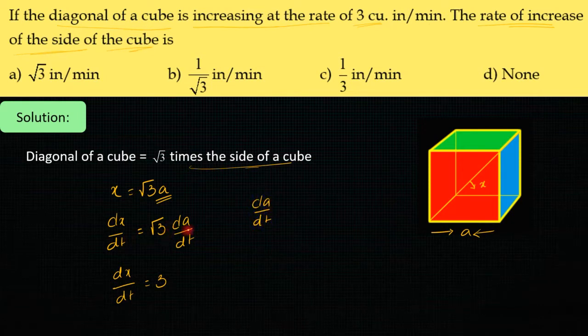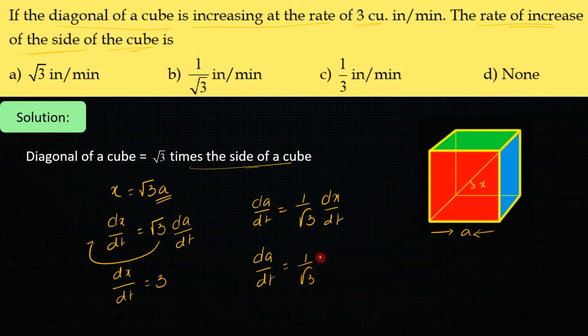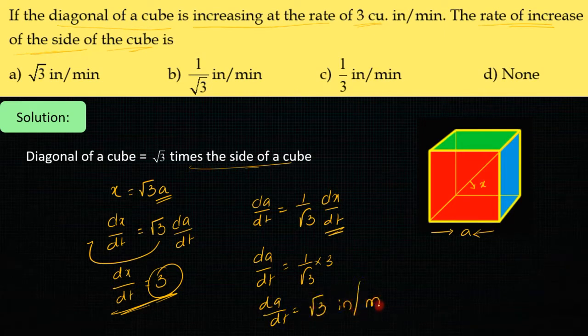From this, dA by dt is equal to 1 by root 3 into dx by dt. dA by dt is equal to 1 by root 3 into, here dx by dt is equal to 3. dA by dt is equal to 3 by root 3, which is root 3 inches per minute. Therefore, the answer is option A.